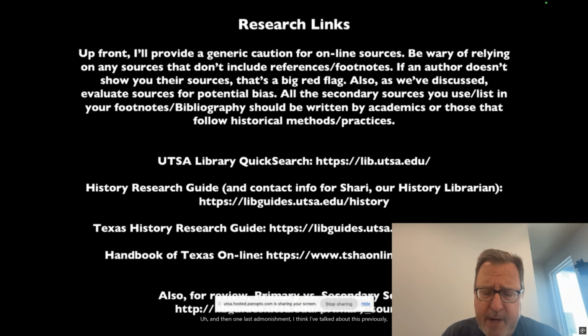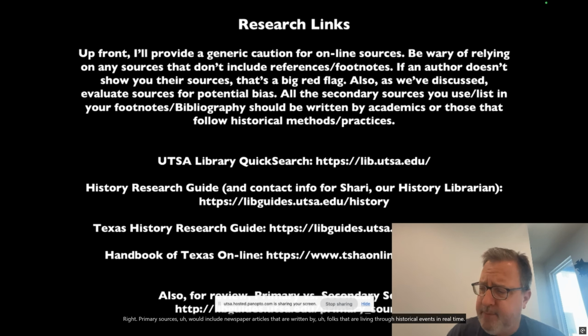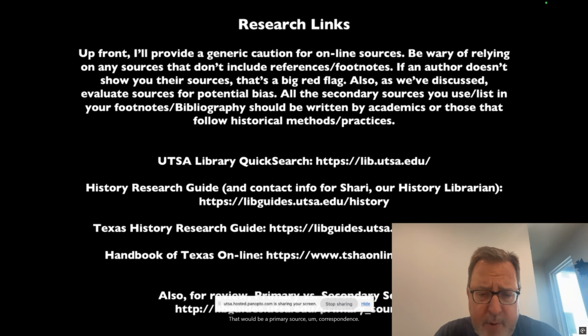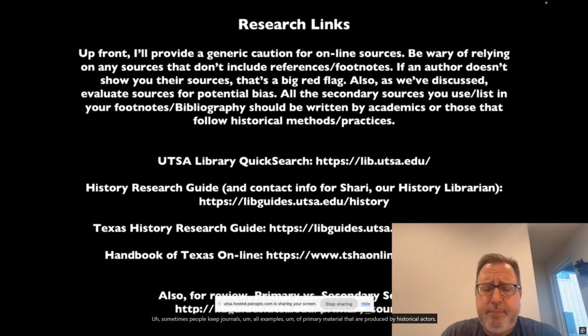And then one last admonishment, I think I've talked about this previously, but I just want to make sure that for purposes of this assignment, I'd like you to find secondary sources, right? Primary sources would include newspaper articles written by folks living through historical events in real time. For example, somebody writing about the Japanese attack on Pearl Harbor in December of 1941. That would be a primary source. Correspondence, sometimes people keep journals, all examples of primary material produced by historical actors.